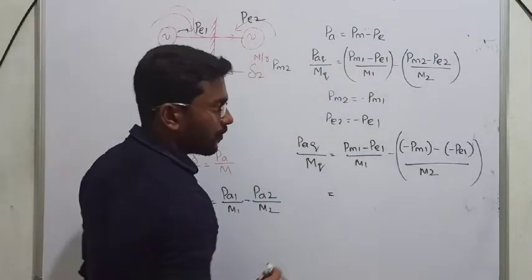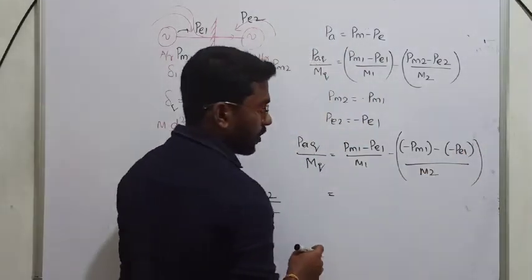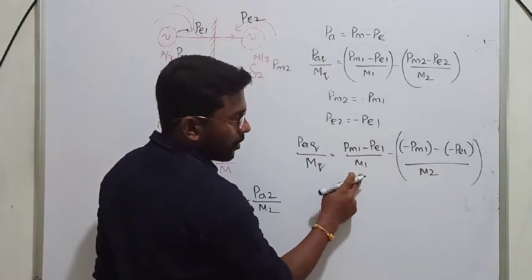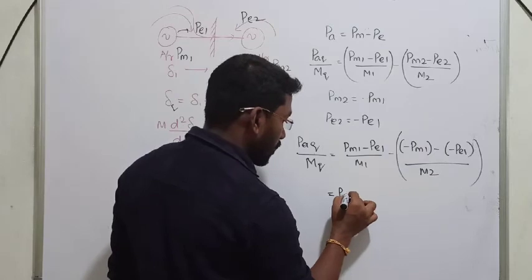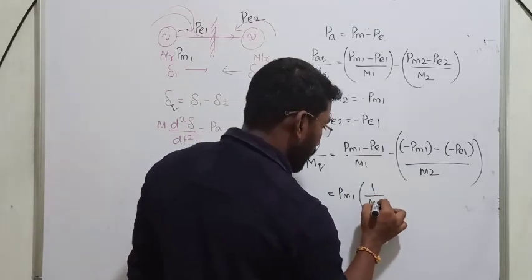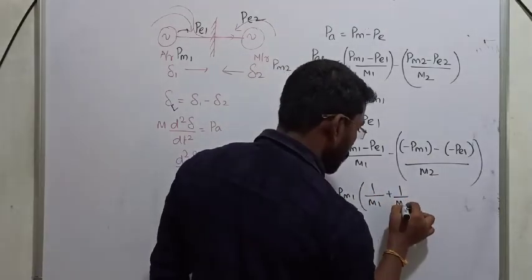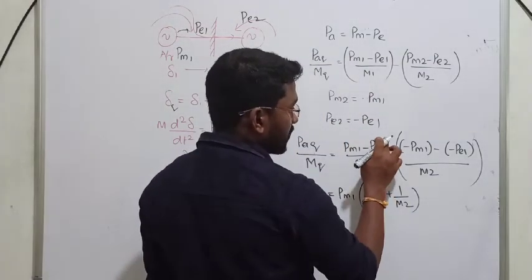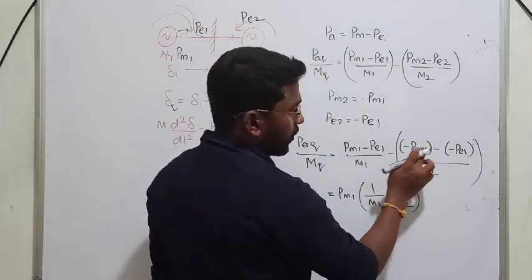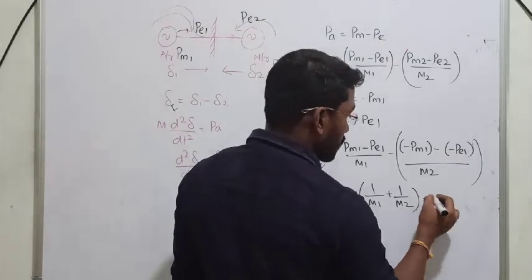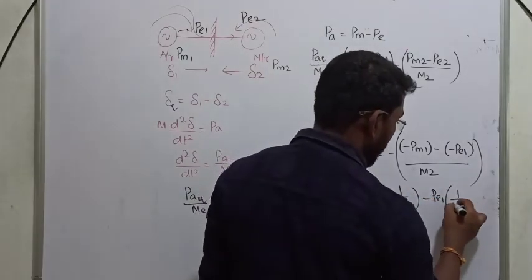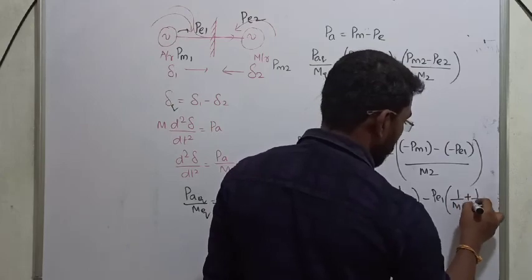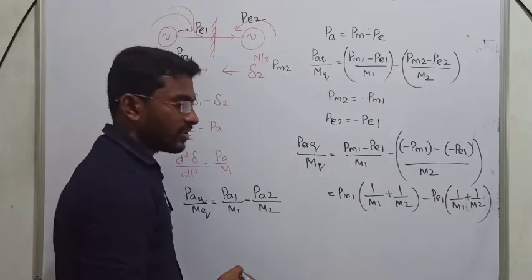In the next step, what we observe, if we open the minus now, it is Pm1 by m1, minus of minus becomes plus Pm1 by m2. So now how can we write? Pm1 into 1 divided by m1 plus 1 divided by m2. Similarly, second step, minus Pe1 by m1, minus of minus into minus will become again minus. So if you take the minus outside, minus Pe1 in bracket I can write 1 by m1 plus 1 by m2. Is there any mistake? No sir, of course this is correct, right?